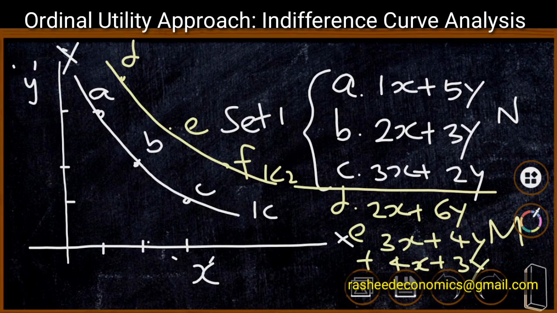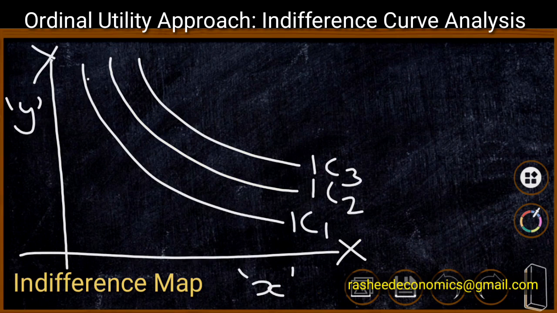Therefore, we can plot different sets of combinations that provide the consumer same level of satisfaction in different indifference curves. And theoretically it is possible to draw a number of indifference curves in one diagram, and such a diagram can be termed as indifference map. Here we have drawn an indifference map. It contains a lot of indifference curves. Theoretically, it is possible to draw any number of indifference curves in the same diagram, and it is known as indifference map, as we already mentioned.